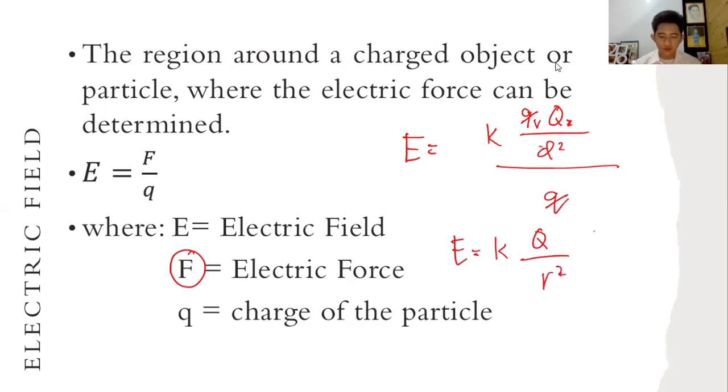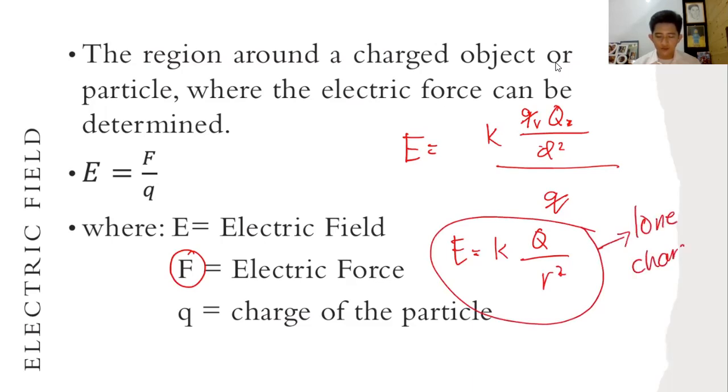This equation is only applicable if there is a lone charge. Ibig sabihin, iisang charge lang ang meron. If there are two charges present, then we use this equation. Okay? This is for two charges present. So this is for one only.